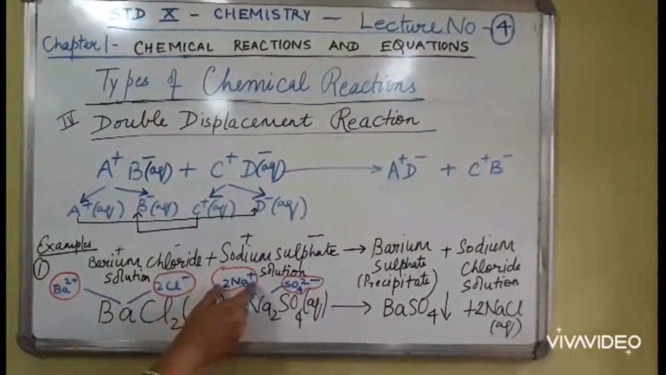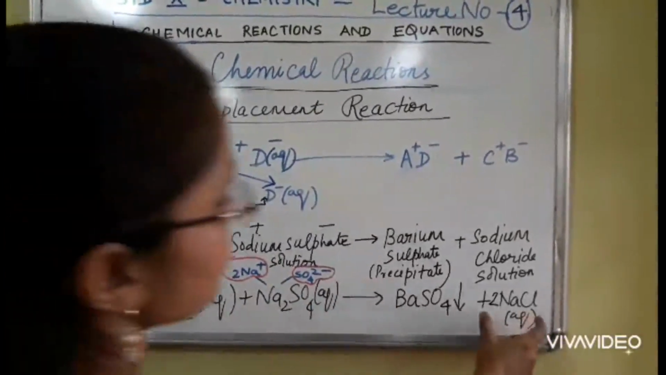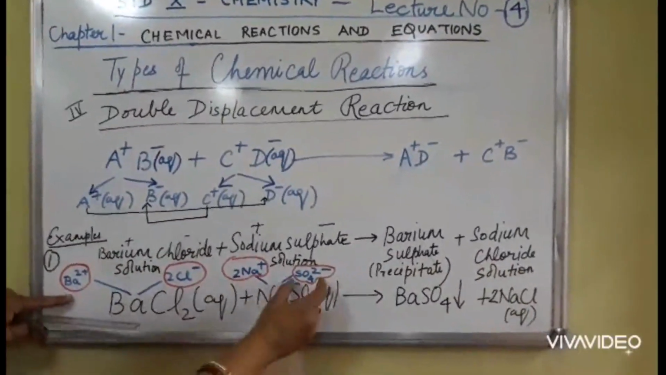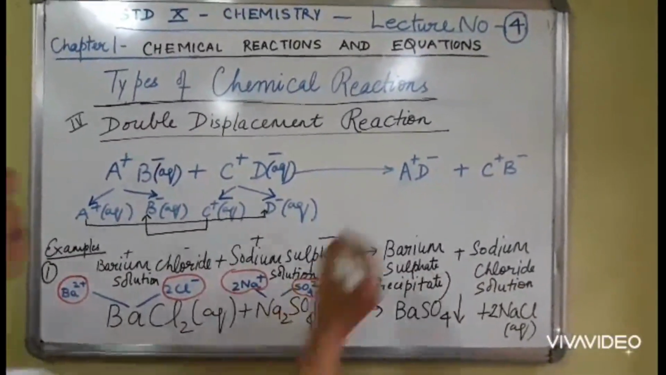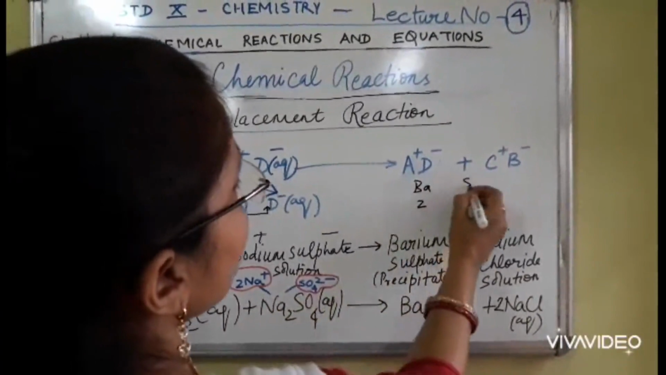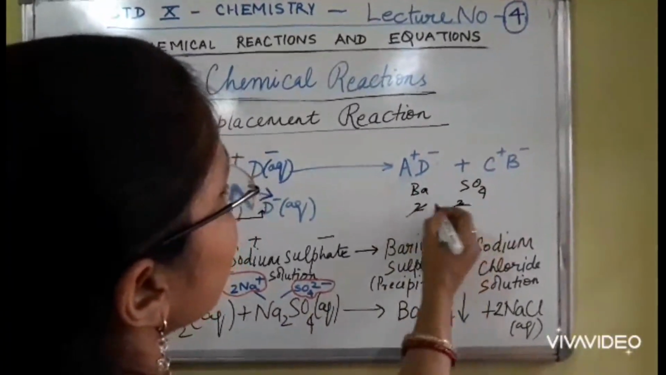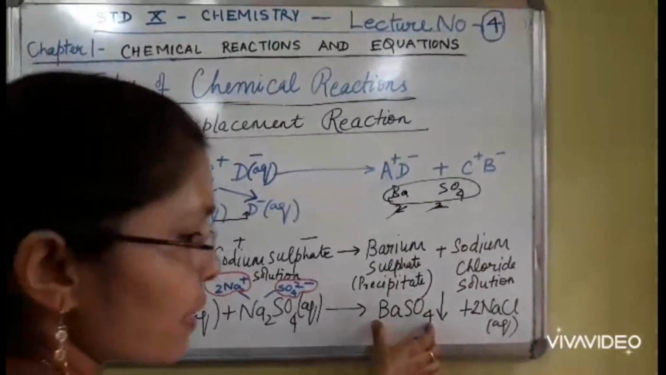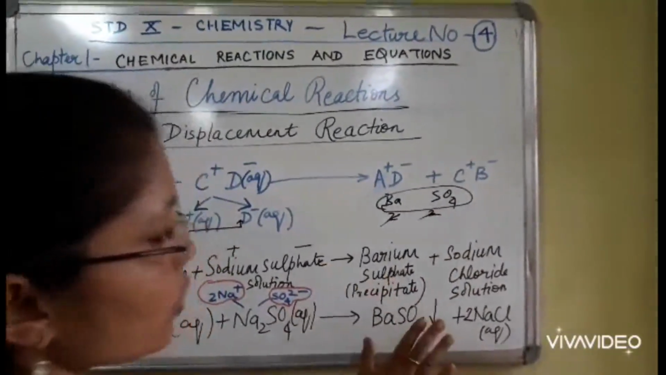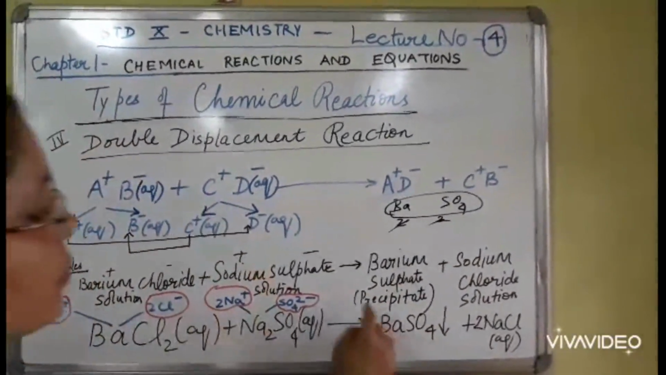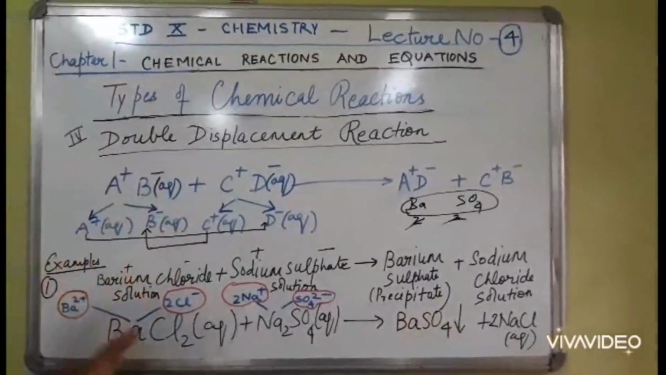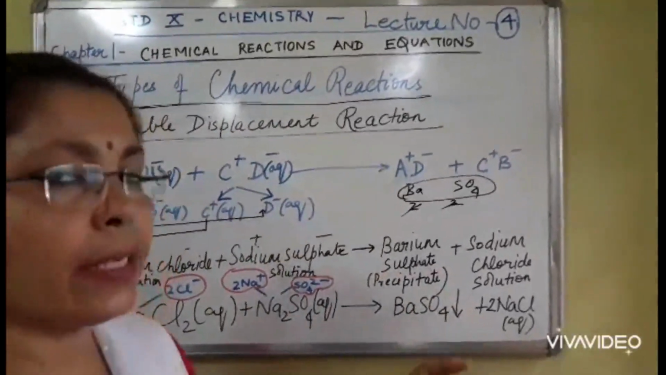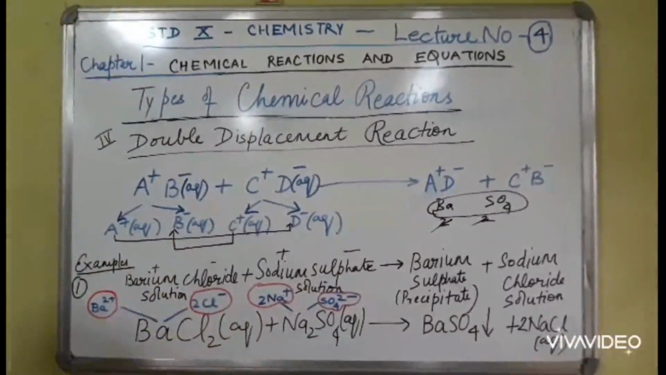Exchange the ions. 2 Na plus and 2 Cl minus will form 2 NaCl, and Ba2 plus and SO4 2 minus, barium and SO4. Barium valency 2, SO4 valency 2, cancel out, barium sulfate. You can see this, barium sulfate is also a salt, but it is not soluble in water, so it settles down. It is a precipitate. Such a reaction, double displacement reaction, forming a precipitate is also called precipitation.